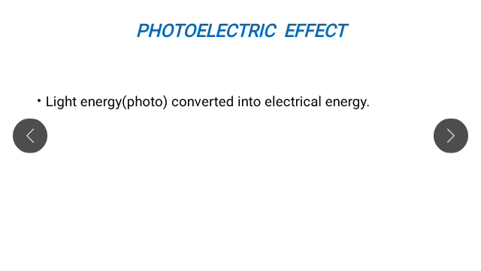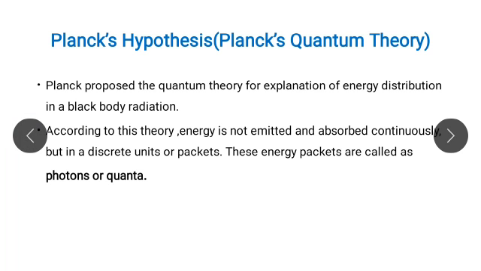In this case, the emitted electrons are called photoelectrons. And in short, here we write photoelectric effect means when light energy is converted into electrical energy. But the condition is that when light of suitable frequency is incident, then electrons are emitted.